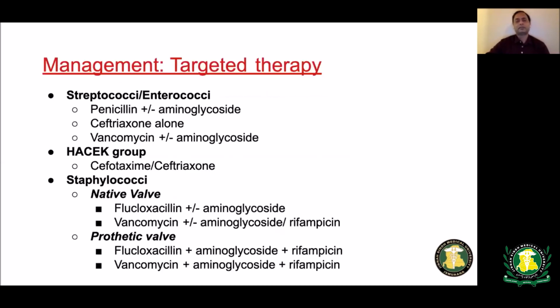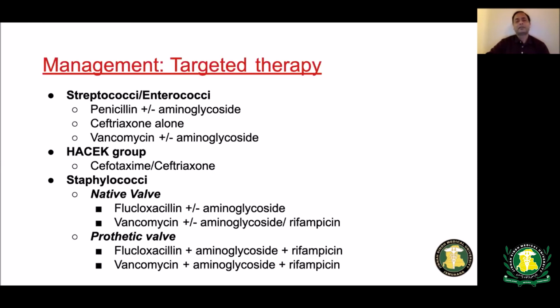So what are the antibiotics we give for patients who have infective endocarditis? If they have streptococcal or enterococcus infection, 4 weeks of intravenous penicillin with 2 weeks of aminoglycoside, or they will need 4 weeks of ceftriaxone. They may also need 4 weeks of vancomycin with 2 weeks of aminoglycoside. If they are involved with the HACEK group, then ceftriaxone for 4 to 6 weeks.